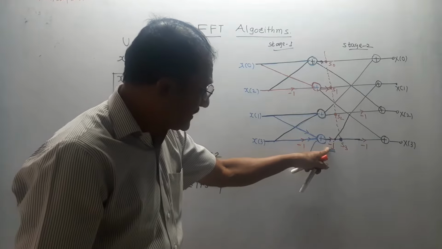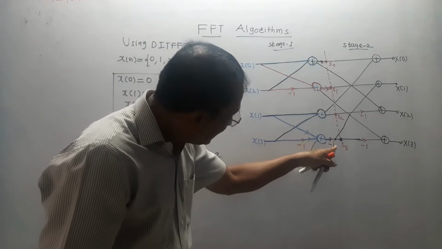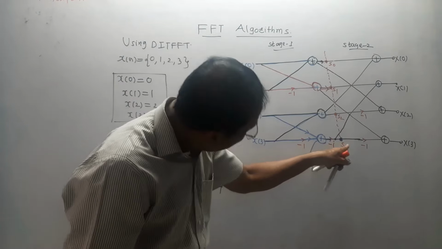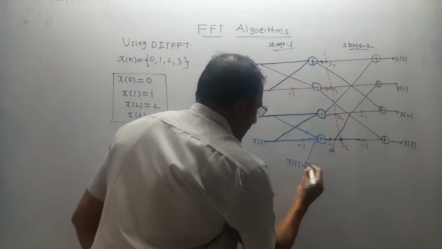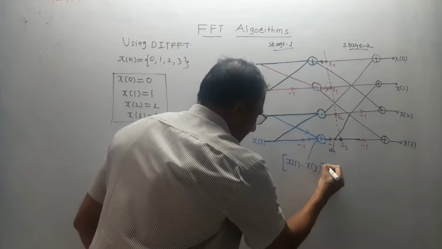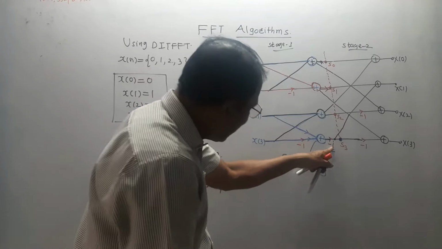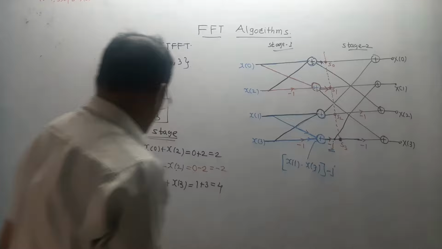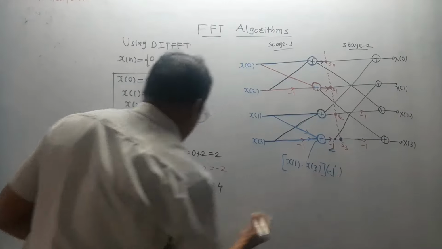So don't make this mistake. The output of the last adder is getting multiplied with minus j, and then S3 is obtained. So I will write it like this. This is X3 in the bracket. That means the output of this adder is multiplied with minus j. So I will write it over here.